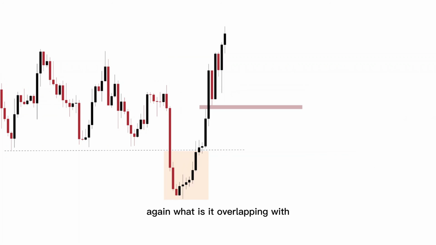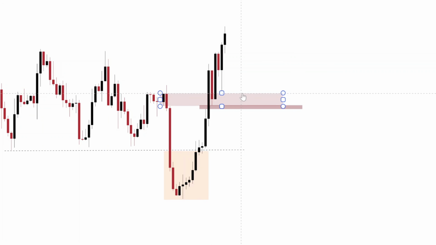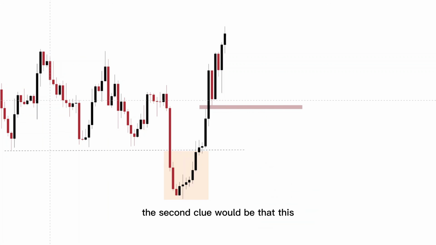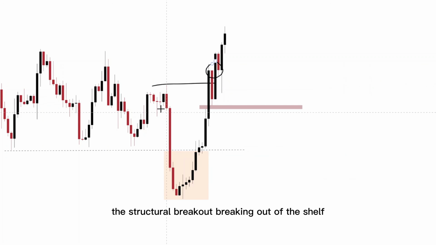Again, what is it overlapping with? It's overlapping with our breaker. So our breaker is right here, and this fair value gap is overlapping with our breaker. So that's the first clue. The second clue would be that this fair value gap is responsible for the structural breakout, breaking out of the shelf. This fair value gap was responsible.